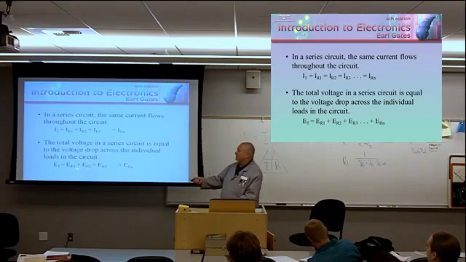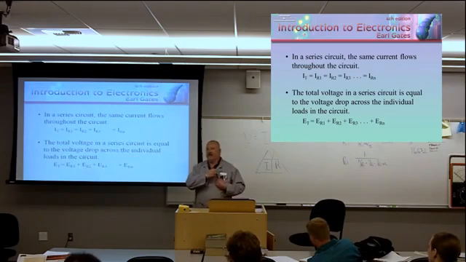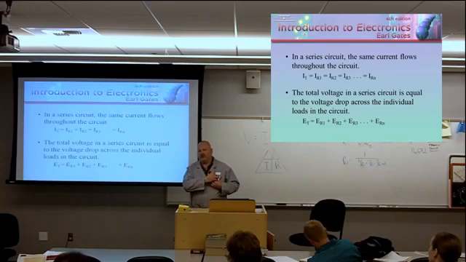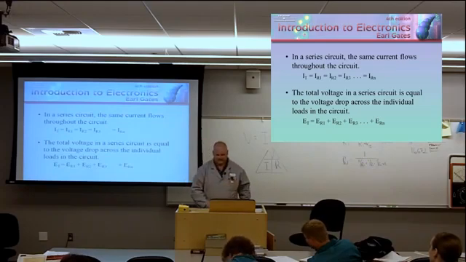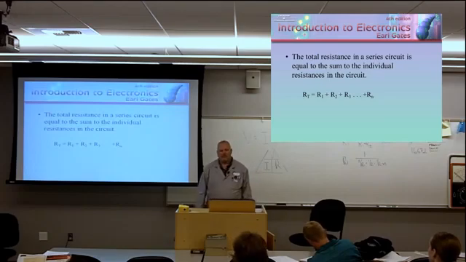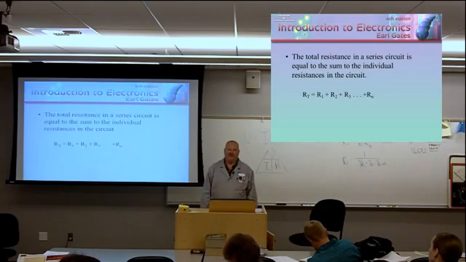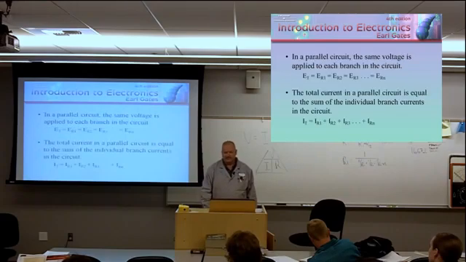Total voltage is equal to the voltage drop across 1, across 2, across 3, etc. This is a fancy way of saying a series circuit is also known as a voltage divider. Total resistance in a circuit is the sum of the individual resistances in a circuit. This is a fancy way of saying you got to add it all up. Resistance is additive in a series circuit.